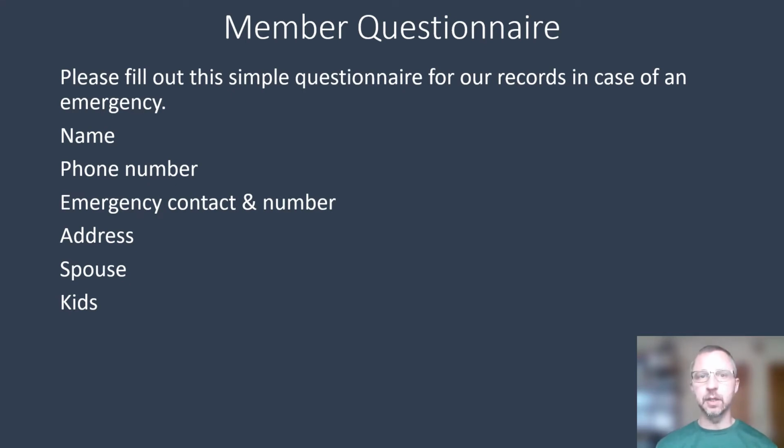You go back to their file, you can pull it up, and there it is. And their address, of course, their spouse, their kids, and all that information as well. How old are their kids? Where are they at school? Just simple information you want to get off of them.